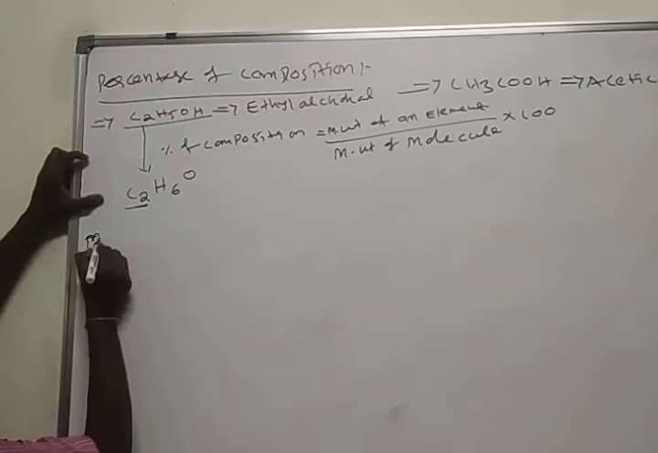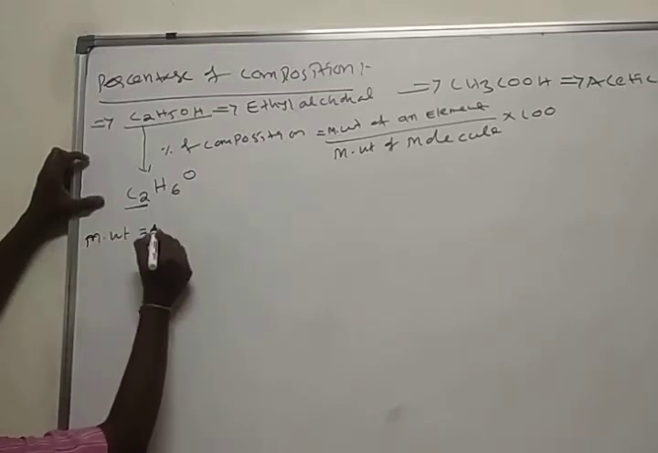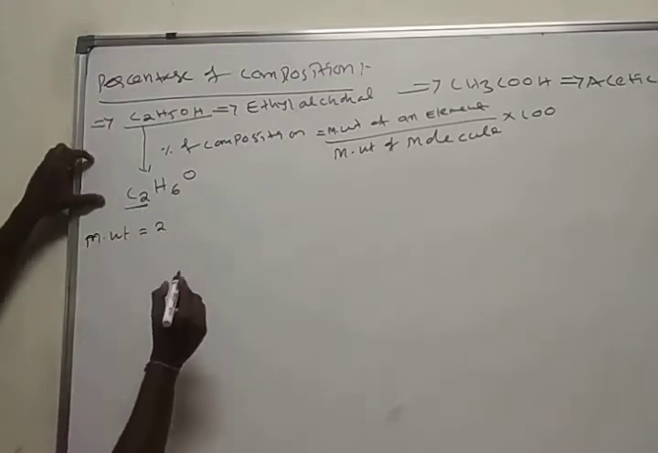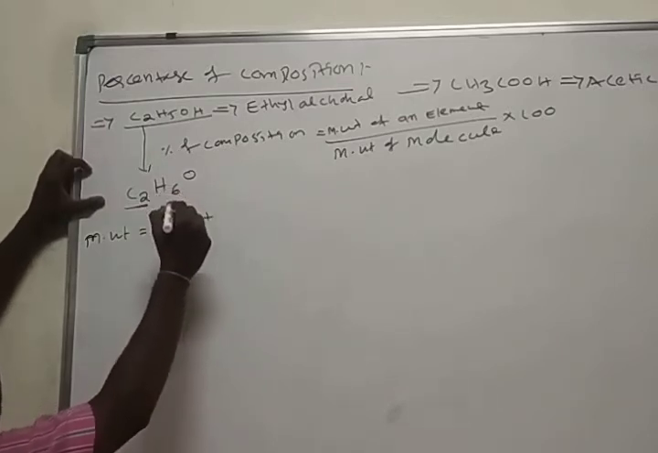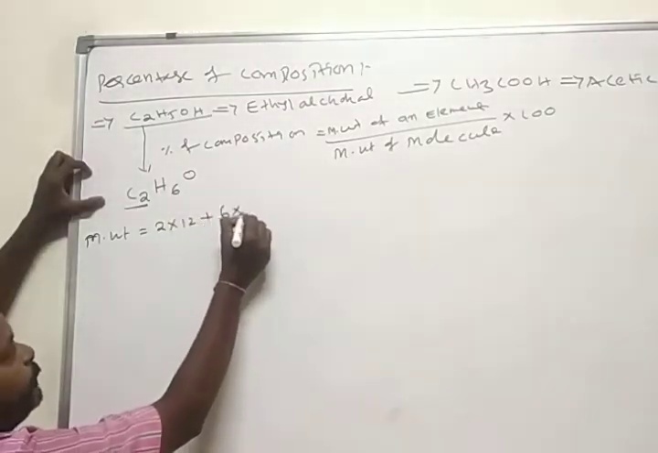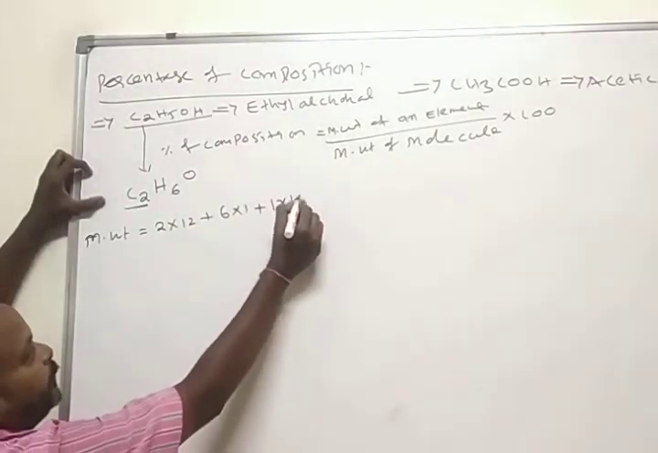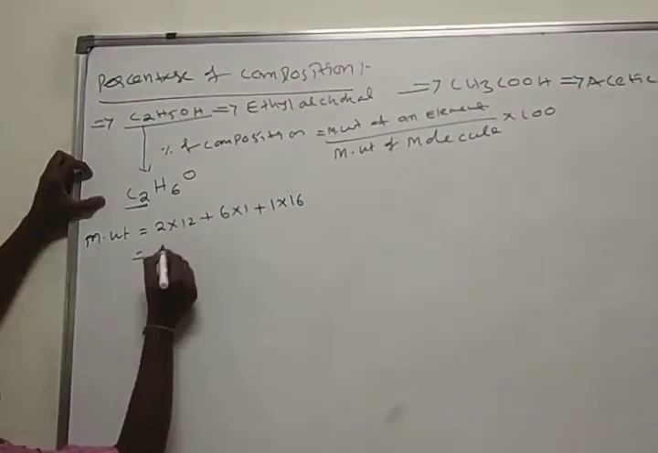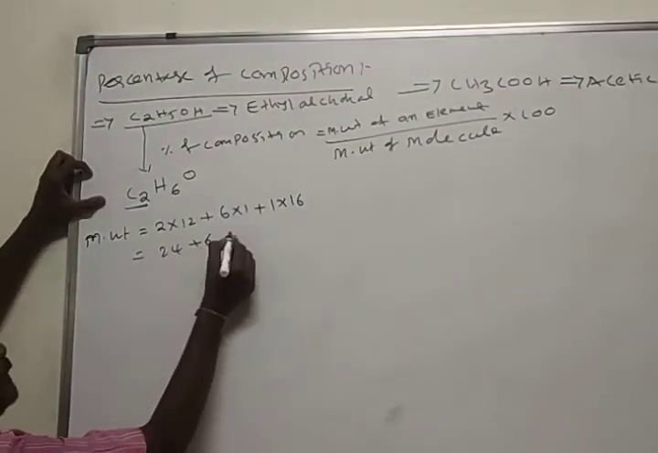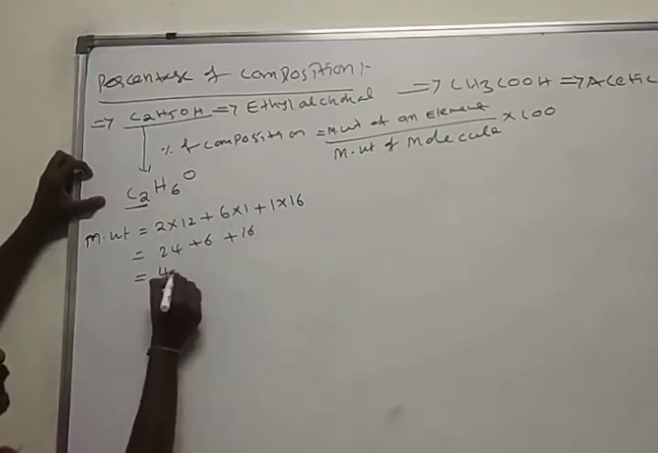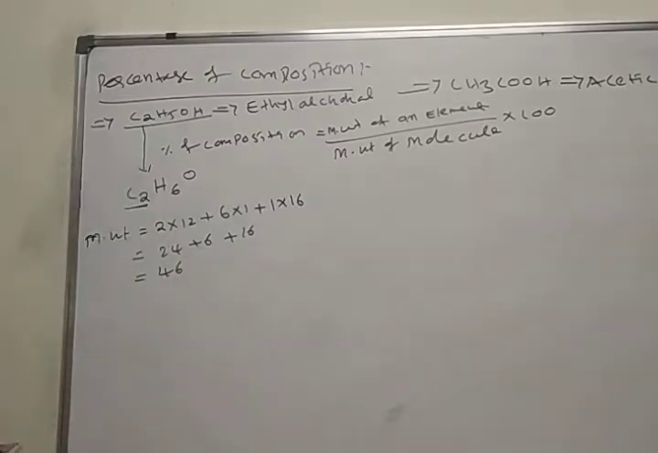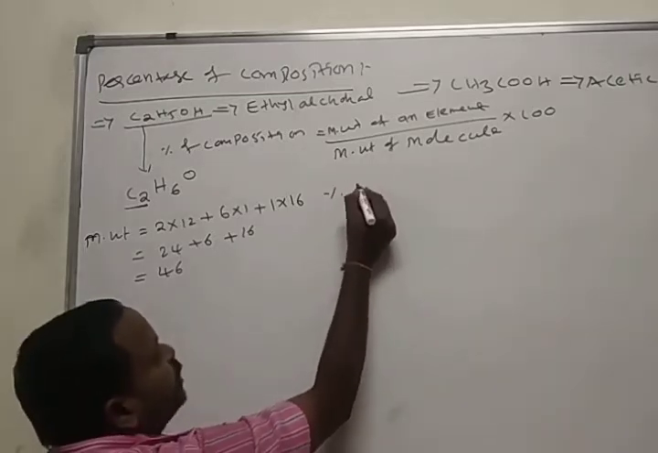Molecular weight of ethyl alcohol is equal to: how many carbon atoms are there? 2. 2 into 12, plus how many hydrogen atoms are there? 6, 6 into 1, plus 1 into 16. 2 into 12 means 24, plus 6, plus 16. 24 plus 6 is 30, 30 plus 16 is 46. Molecular weight of ethyl alcohol is 46. Over here, you have to calculate the percentage of composition.